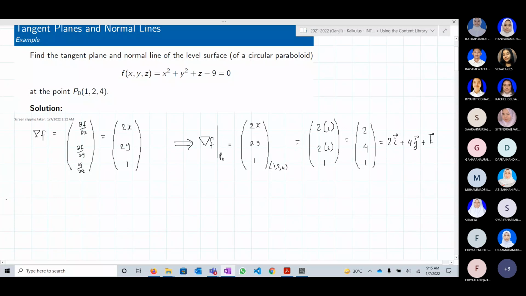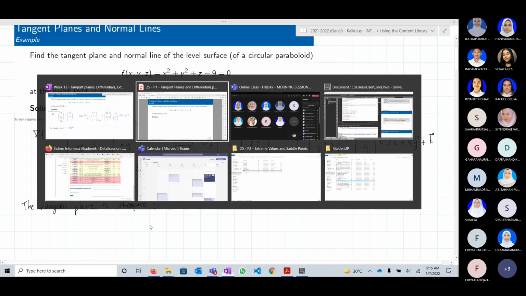Then the tangent plane is therefore, we follow this equation.